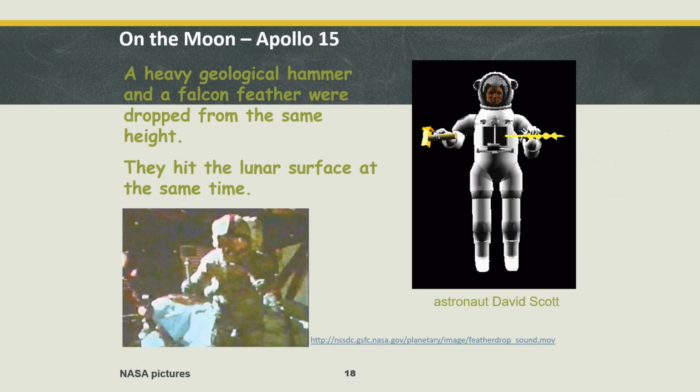Here we've got another example of objects being dropped at the same rate. So we've got a heavy geological hammer and a falcon feather were dropped from the same height. They hit the lunar surface at the same time. So I want you to, there's a link here, just here. If you click on that link, it should take you to that video there to show you that. All of these links, boys and girls, I will save at the bottom of the YouTube channel as the YouTube video as well, if you are watching it at home.